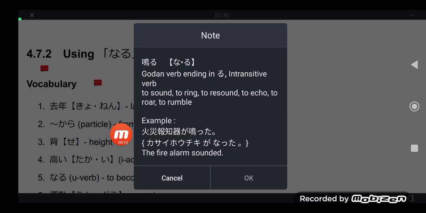Example, kasai hochiki ga natta. The fire alarm sounded. Kasai hochiki is fire alarm. Ga is usually paired with an intransitive verb, telling that something happened with the alarm. What happened? It rang, or it sounded. Kasai hochiki ga natta. The fire alarm sounded.